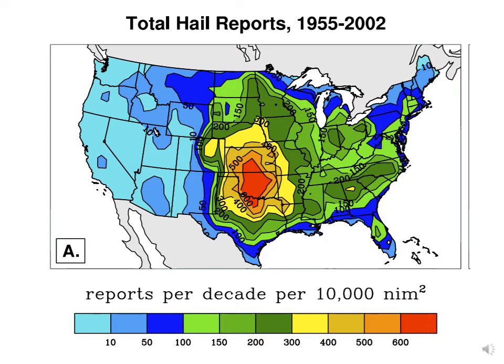So if we look at where hail is most common in the United States, it is basically in Texas, Oklahoma, and Kansas. This coincides with the location of the supercell thunderstorm maximums. We often refer to this area as Tornado Alley because this is where these supercell thunderstorms are most common.